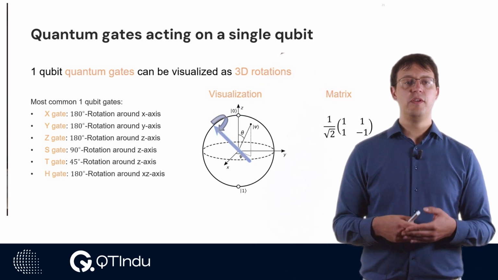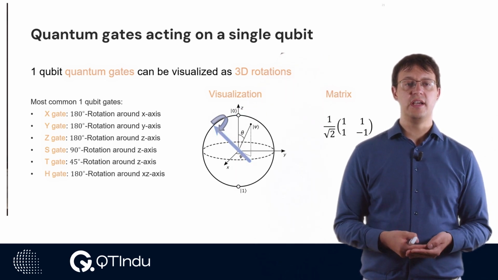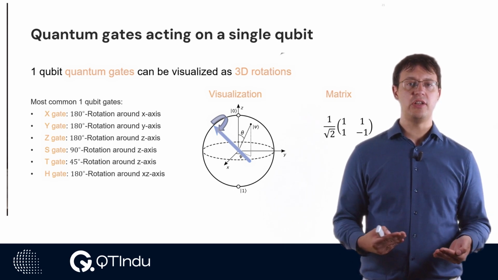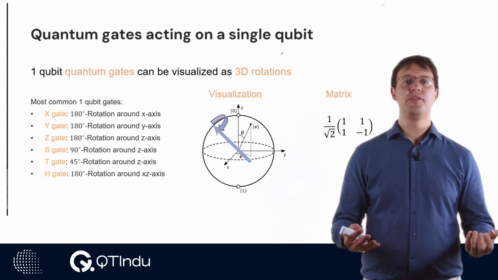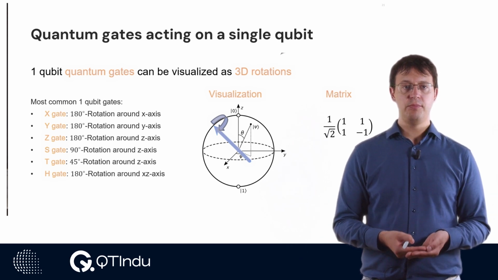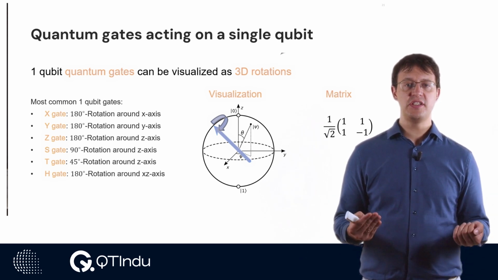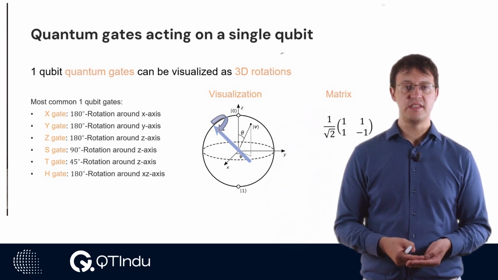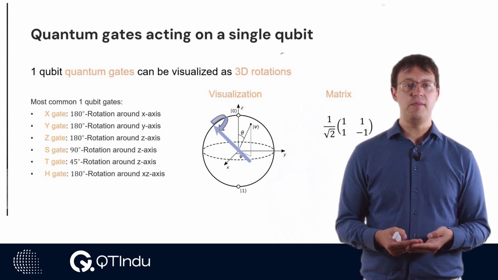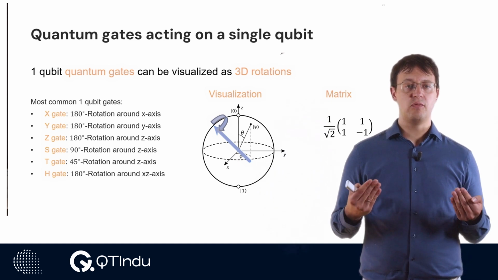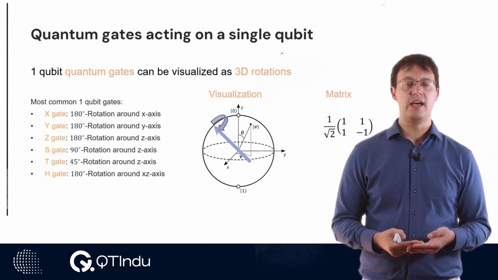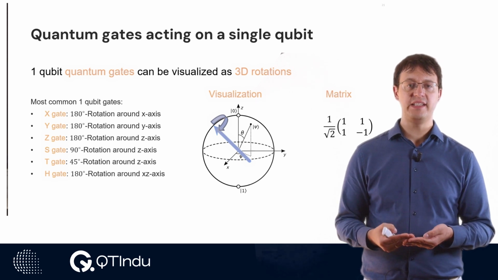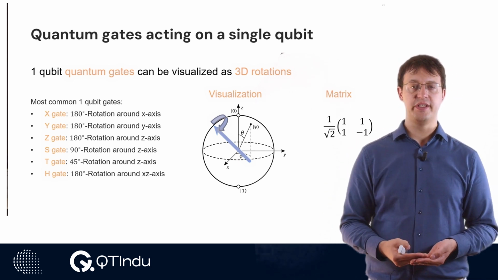The last gate we want to introduce is the H gate, or the Hadamard gate. This gate is of special importance and an integral part of many quantum algorithms because it creates a superposition state, a maximally superposed state, from a basis state. And this can be represented as a 180-degree rotation around the XZ axis. So it's not a principal axis and the rotation is tilted.